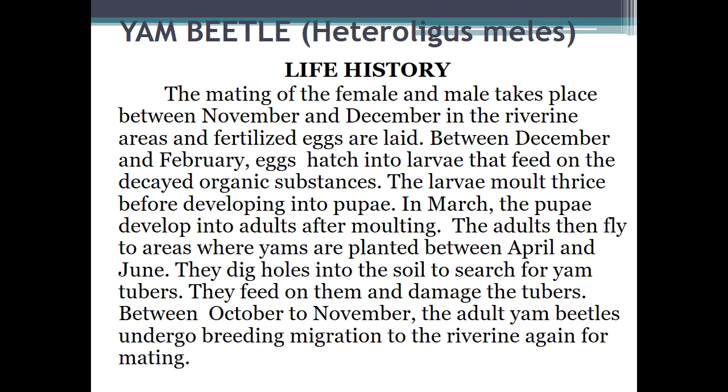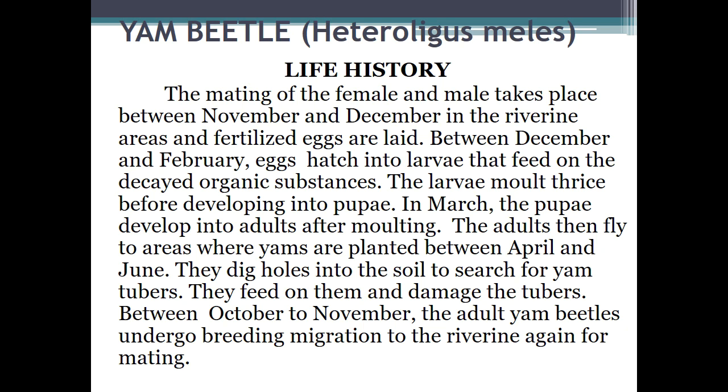Between October to November, the adult yam beetle undergo breeding migration to the riverine area again for mating. So once these larvae develop into a pupa, in March, these pupae develop into adults, and then these adults fly from the riverine areas. They will leave the riverine area and fly to areas where we have yams planted, and this flight takes place between April and June.